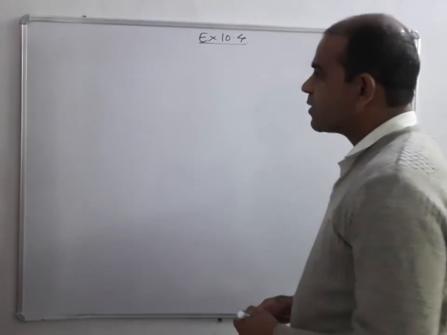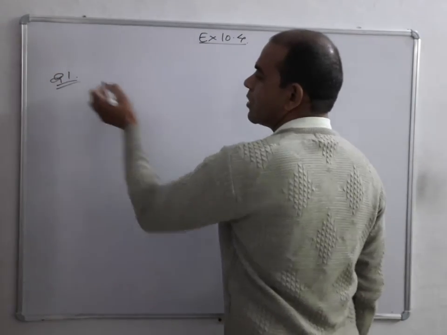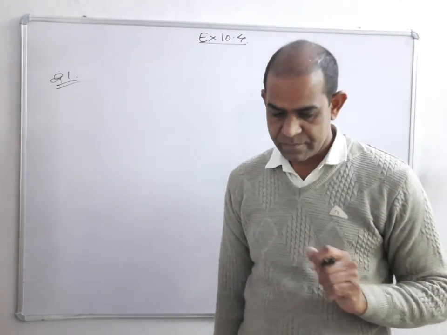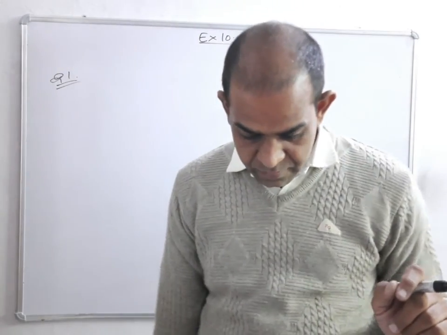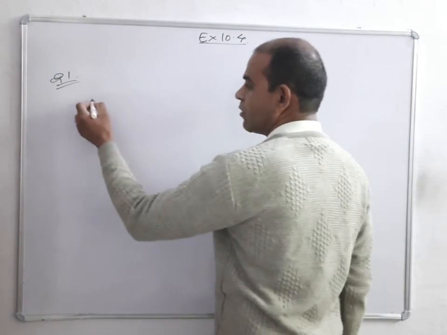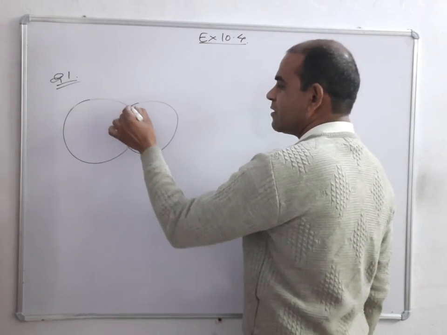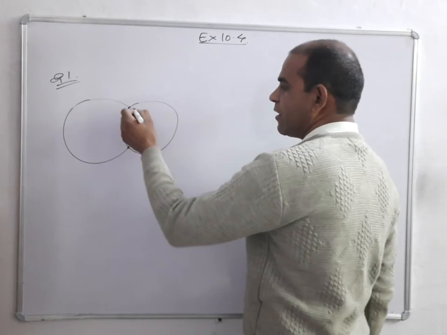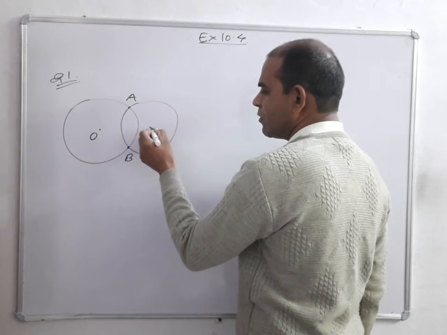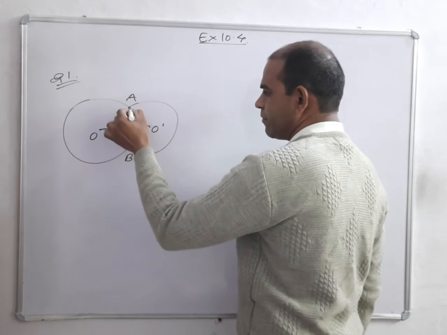Next, question number 1 of exercise 10.4. The first question is: two circles of radii 5 cm and 3 cm intersect at 2 points, and the distance between the centers is 4 cm. Find the length of the common chord. Here two circles, one is 5 cm radius and another is 3 cm radius, intersecting at 2 points A and B. Its center is O and the other center is O dash, and the distance between their centers is 4 cm.